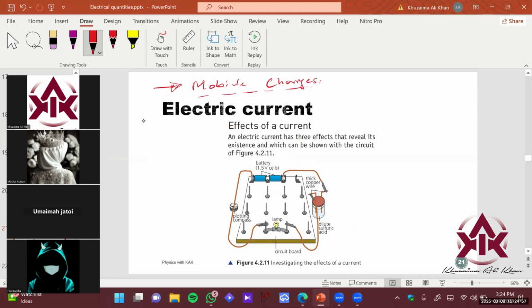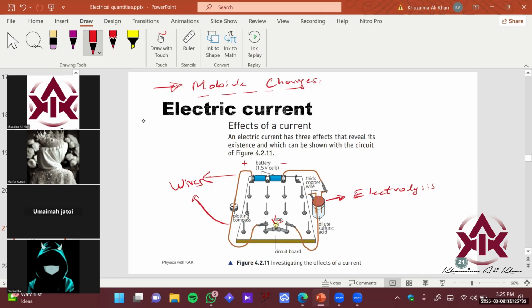First of all, let's see the effects of current here. So what do you have here? You have a battery here, right? And these are wires, right? The brown ones are wires. So these are connecting a plotting compass here. And this is connecting a lamp here. The lamp is glowing, right? And this is going towards an electrolytic setup over here, right? So we have electrolysis getting processed here, right? And this is going back to the negative plate, right? So this is positive, this is negative here, right?